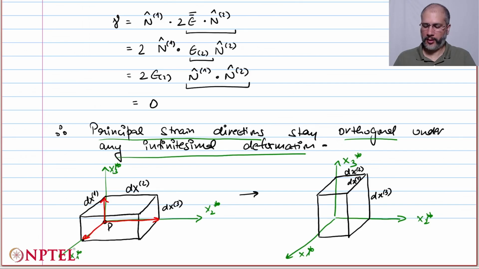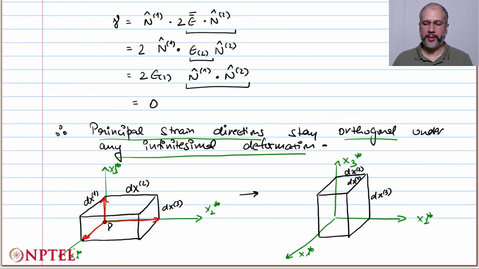I should say cuboid because the sizes of the three sides are different. So this cuboidal element can change its size. That is, it may stretch in the different principal directions differently to give a cuboidal element in the deformed configuration which may have a different volume.